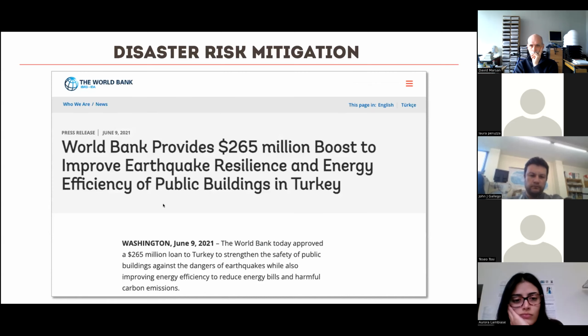And the final two examples that I wanted to show you: we developed a seismic risk model. We estimated economic losses, damaged buildings, fatalities for Turkey before the earthquake happened. So this was a few months before the earthquake happened. And this was a project with the World Bank. Then with the results that we produced from this project, they went to the Turkish government. They said, this is your risk. I really think you should improve the resilience of your buildings. In this case, they also wanted to improve the energy efficiency of the buildings. And first, the World Bank provided a loan of $265 million.